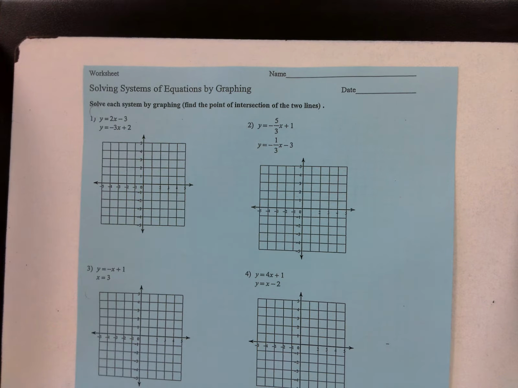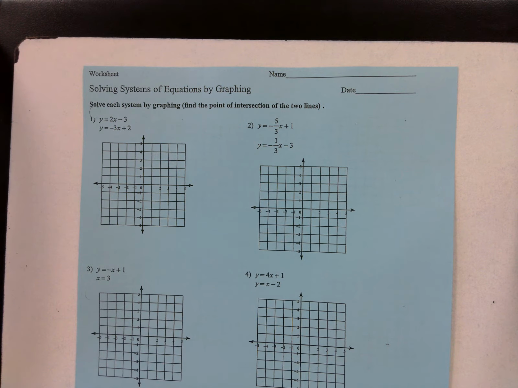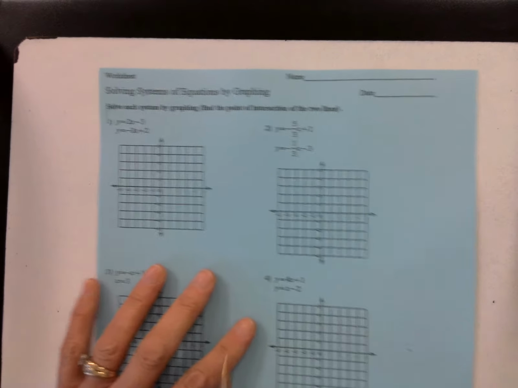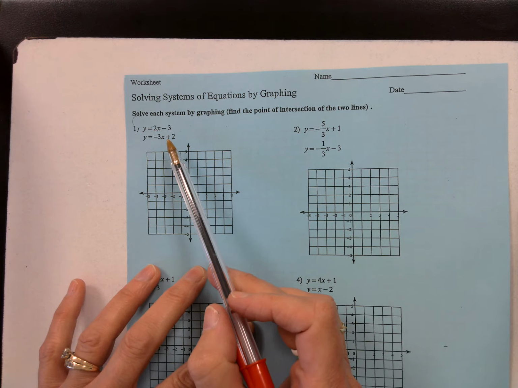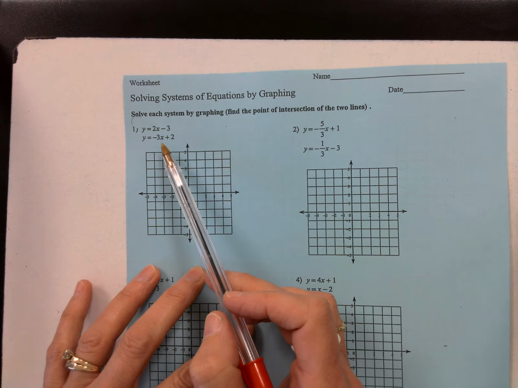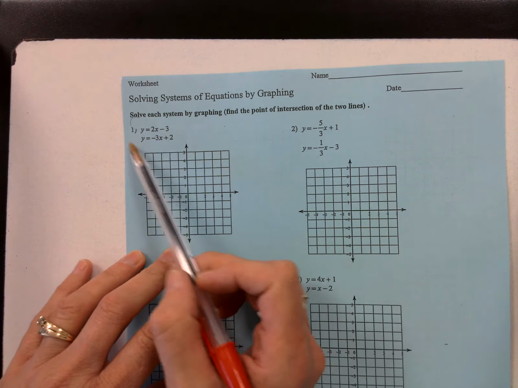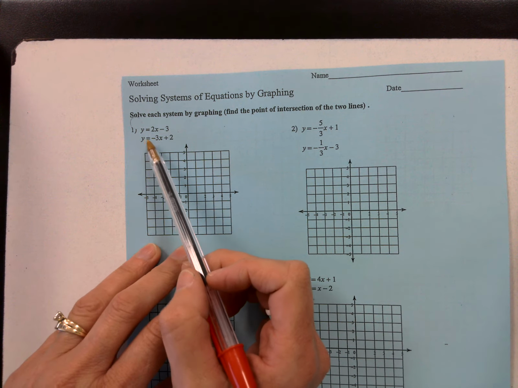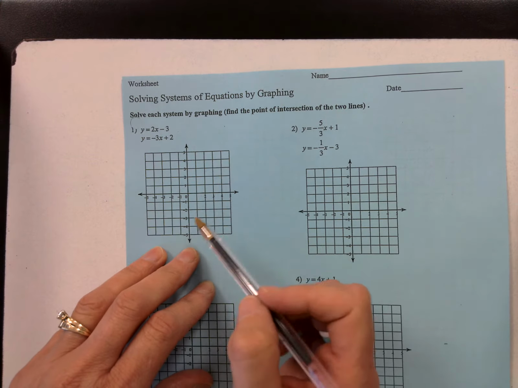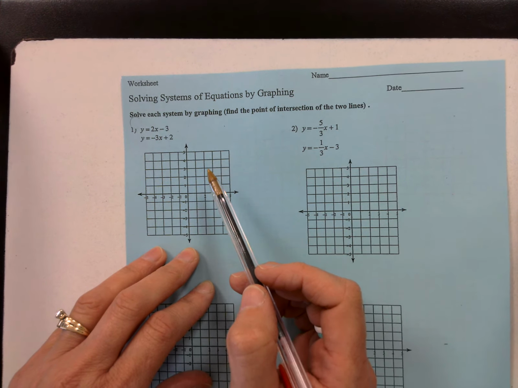Okay, so here's a worksheet that I'm going to start with on how to solve a system by graphing. So right here at number 1, we've got two equations. They both have the same variables in them, and they're both in slope-intercept form. So I am ready to graph from these forms. If they're not in slope-intercept form, you need to put them in slope-intercept form first, so then you can graph them.